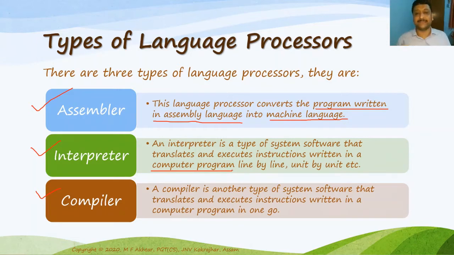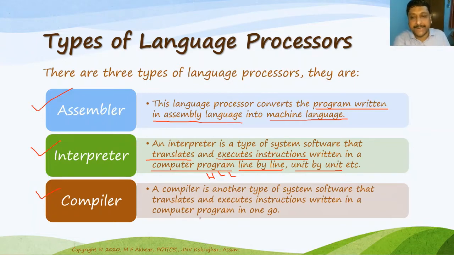Now interpreter. Interpreter is a type of system software that translates and executes instructions written in a computer program in high level language, HLL, line by line, unit by unit. It translates and executes instructions line by line or unit by unit, meaning one line at a time. It takes the code, translates it, and executes its instruction. This is the work of the interpreter.